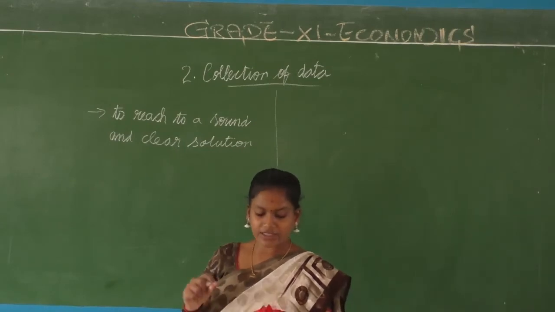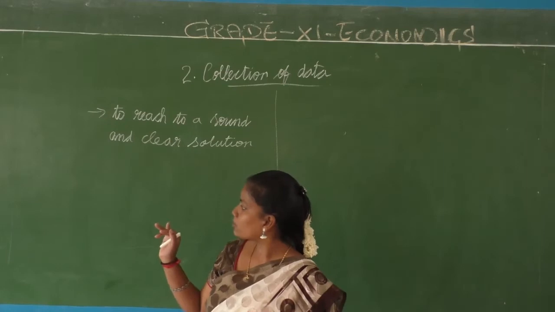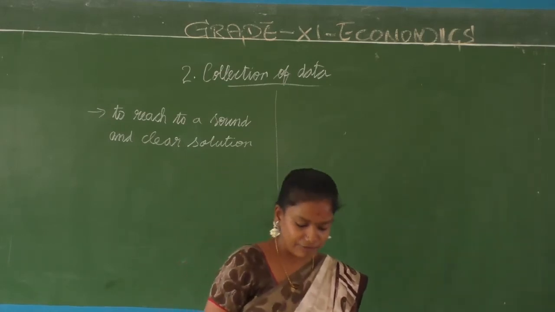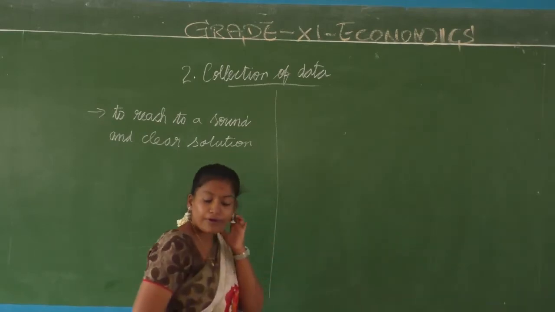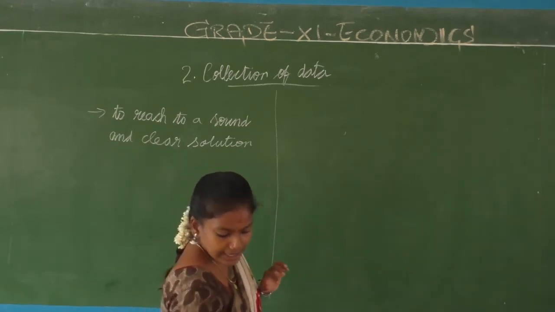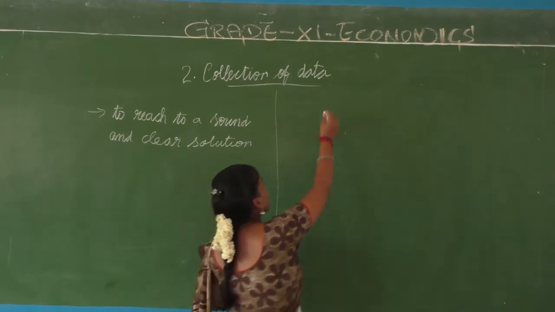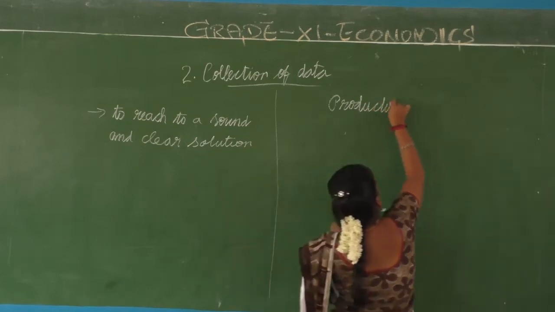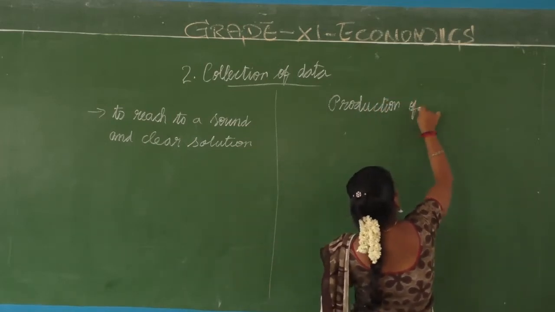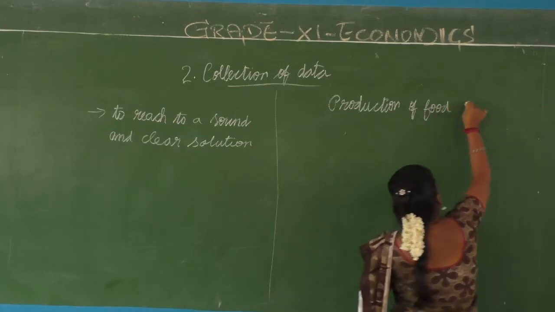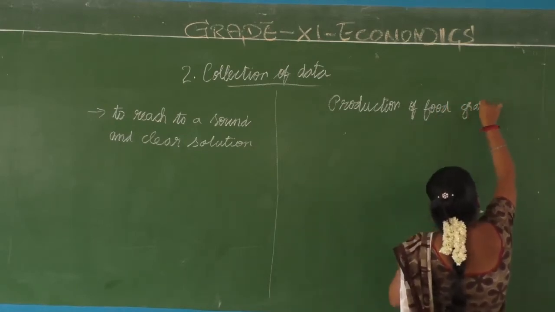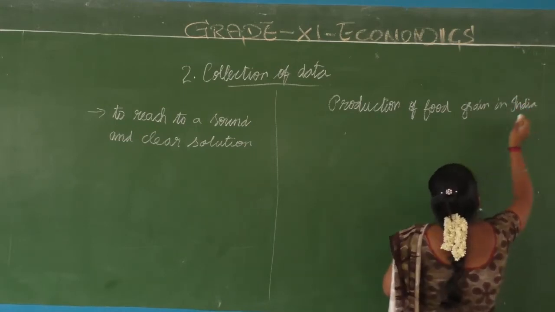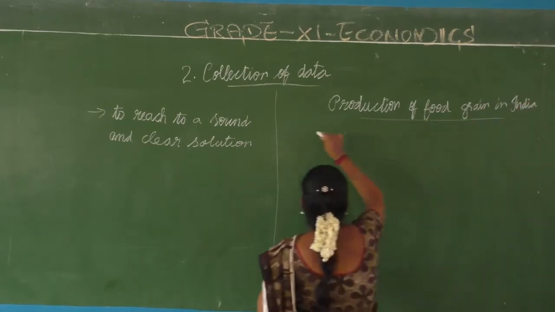Now here we have a tabular column. With the help of the tabular column, we will explain it further. Okay, it is the production of food grain in India. That is the tabular column you have. Going to go with the same one. Production of food grain in India.